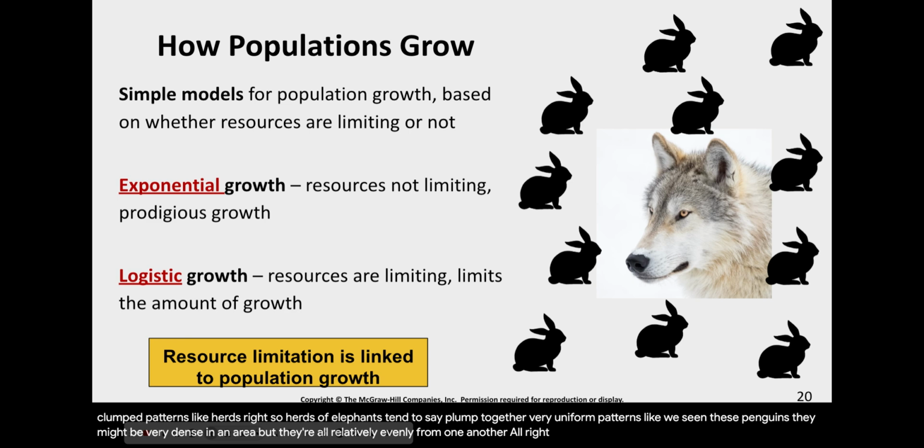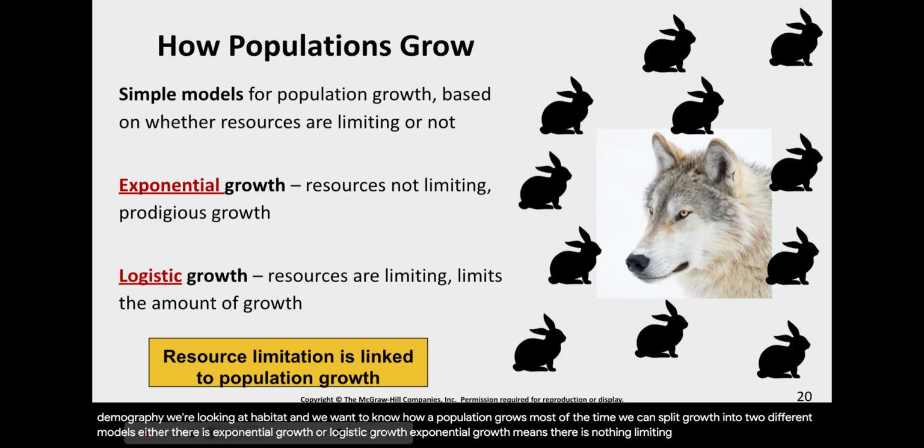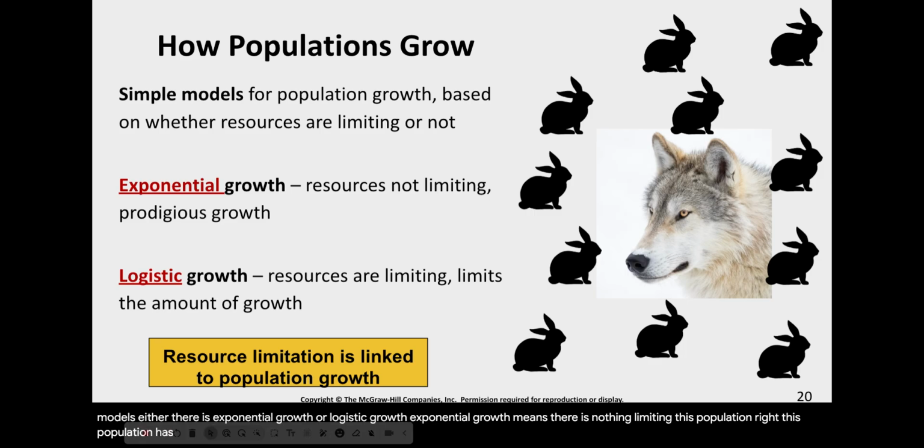All right, so we're looking at density, we're looking at demography, we're looking at habitat, and we want to know how a population grows. Most of the time we can split growth into two different models. Either there is exponential growth or logistic growth. Exponential growth means there's nothing limiting this population. This population has unlimited resources and can just keep continuing to grow. There is no end to that growth in sight.